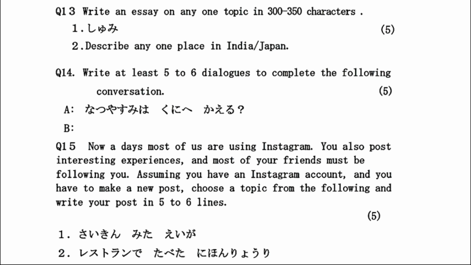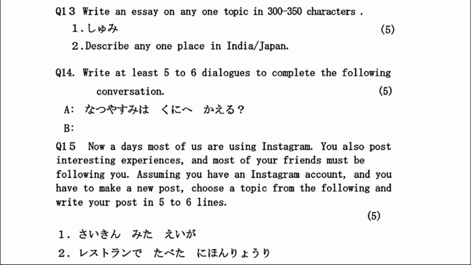Next, let me go to the 14th question, which is write at least 5 to 6 dialogues to complete the following conversation. A and B are having a conversation, and A is asking, Natsuyasumi wa kuni e kaeru? Which means, will you go back to your country during summer vacation? And then B will respond. I will leave this question to you. Please try to think on your own and make the conversation between A and B as interesting as possible.